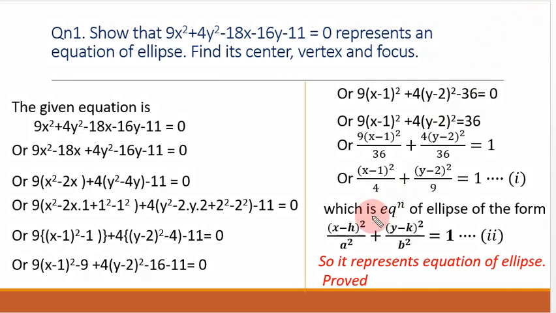This a square is 4, and this is 9, this is b square. We can equate. Then we get the value of a is 2 and the value of b is 3. b is greater than a, so the major axis is 2b. Let's see the other part.